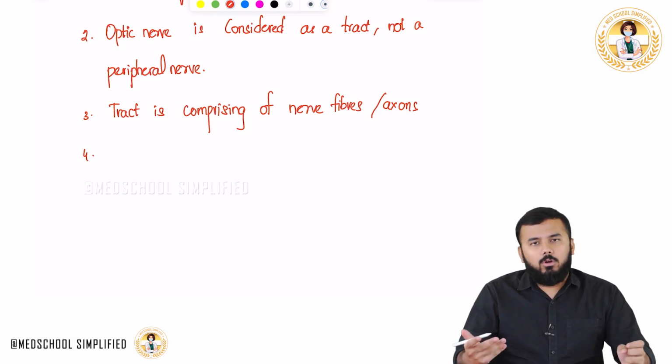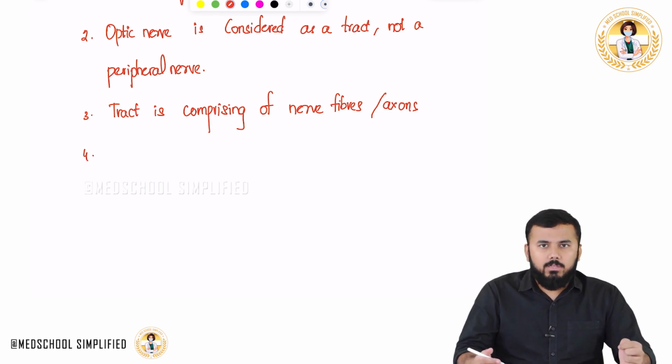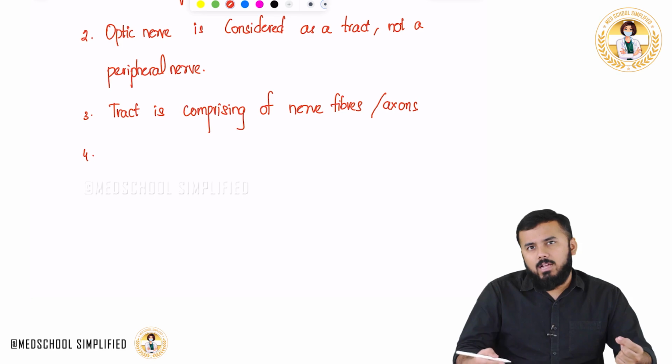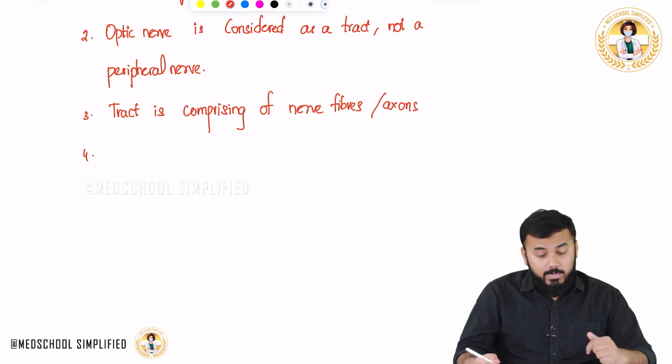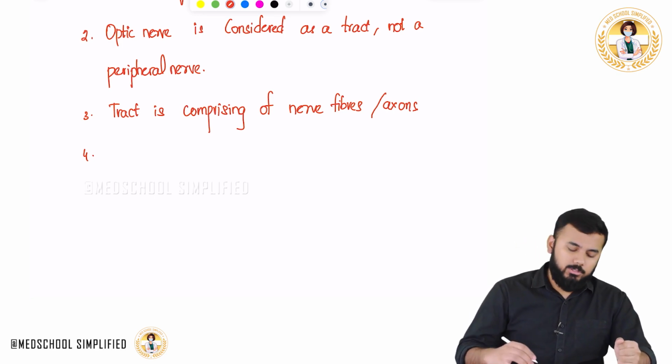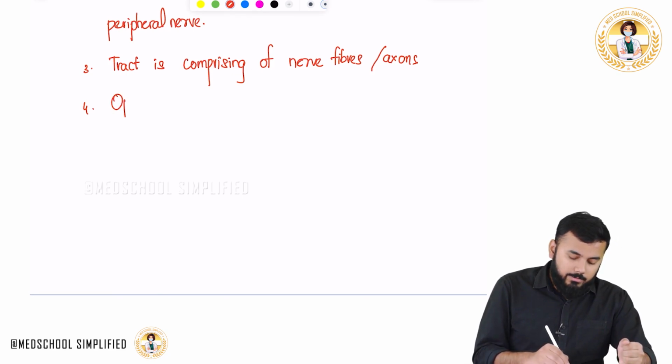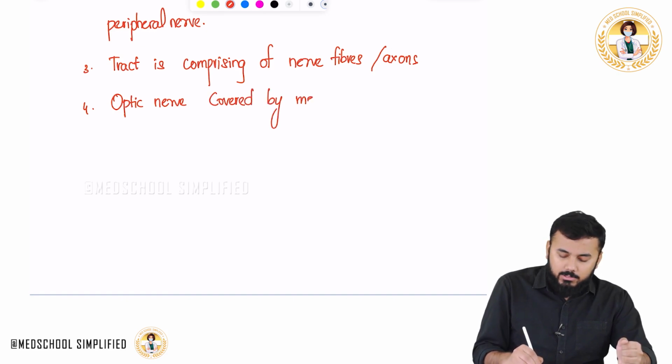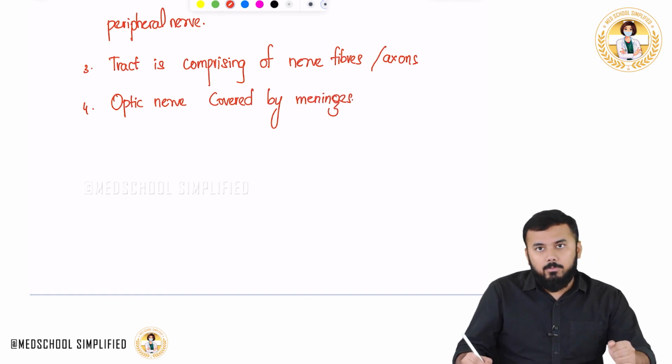Okay. Next, fourth important thing, tell me one thing, there are different nerves, right? Olfactory nerve you have got, trochlear nerve, oculomotor nerve, many nerves are there. Now tell me, are these nerves covered by meninges? No, but here this optic nerve is covered by meninges.